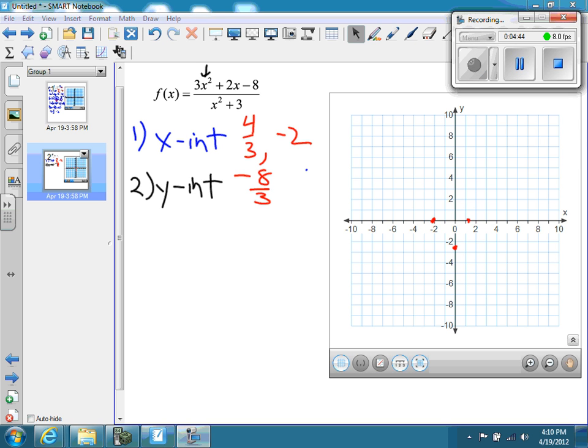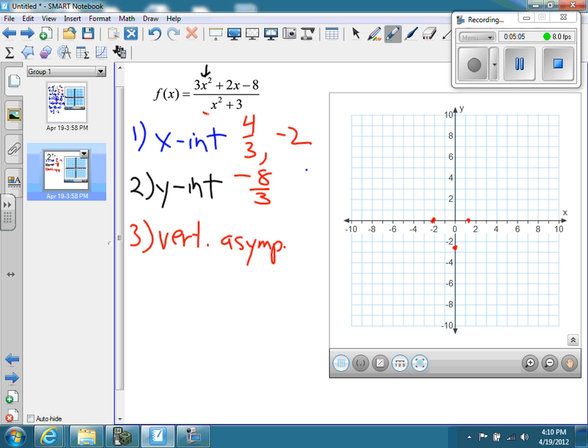So the next question is, what is my vertical asymptote? Asymp, that's a good abbreviation. Vertical asymptote. Areas where the domain can't exist. Where the domain can't exist is where the denominator becomes 0. So what I'm going to do is set x squared plus 3 equal to 0.